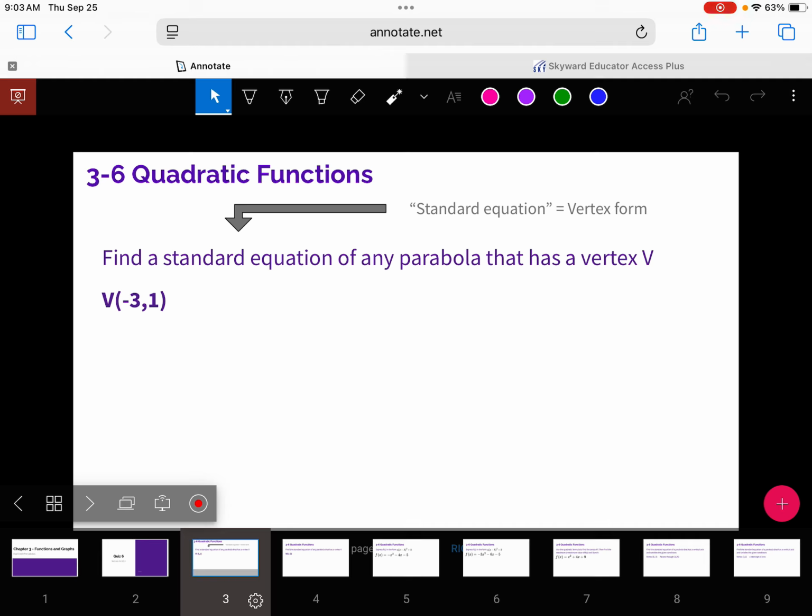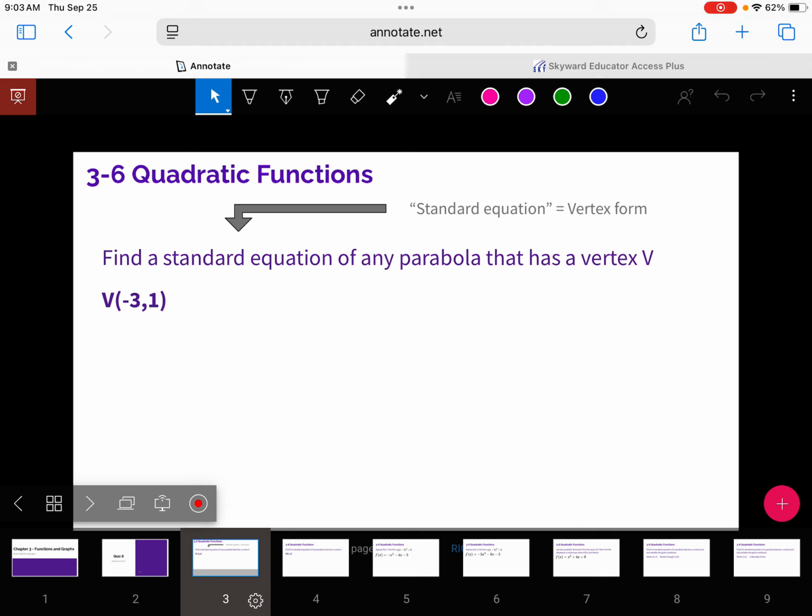So the first thing we're going to look at today is in 3.6. They're going to give us a problem where it says find a standard equation of any parabola that has a vertex at some point. For the most part, when they're saying it's going to be any equation or any parabola, that means we're still going to have an extra letter in there somewhere. So it might not have all numbers filled in.